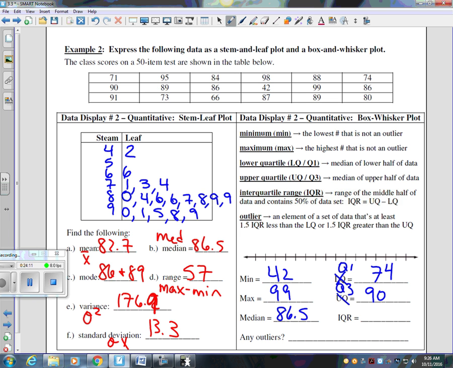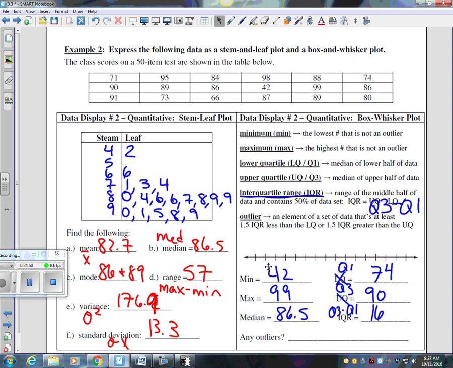All right, IQR, we did this a lot in Math 1, but I know that's been many moons ago. IQR is the interquartile range, and that is Q3 minus Q1. So what does that give you? 90 minus 74? Oh, yeah, sorry. I don't know what I was thinking. Okay, 16.